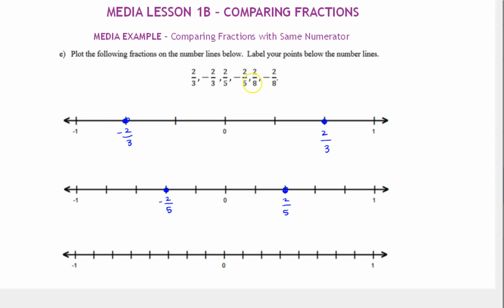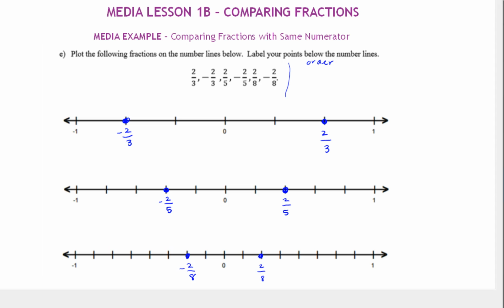And finally, we have 2/8 and -2/8. This is broken into eighths. So this would be 2/8. And this would be -2/8. Okay. So we've labeled the points, and now let's order them. So I'm going to order them from least to greatest right up here.